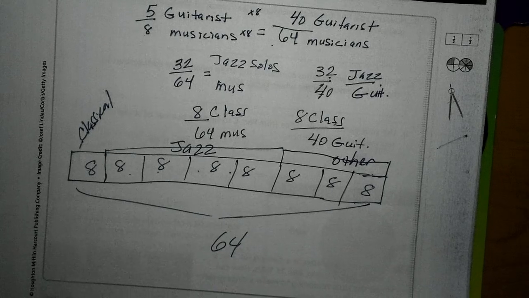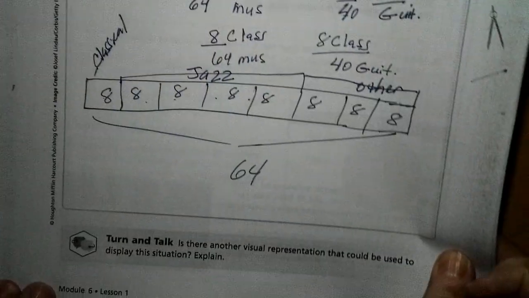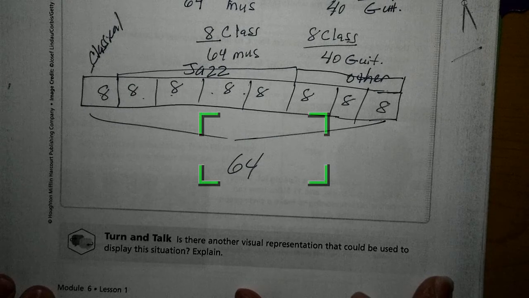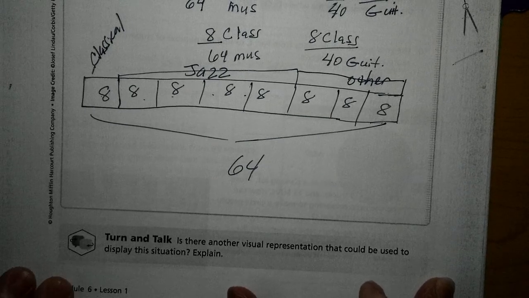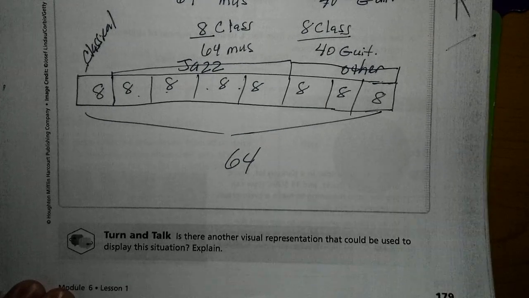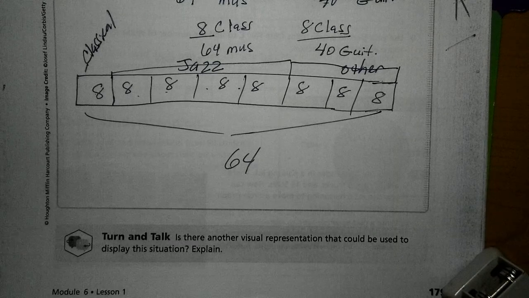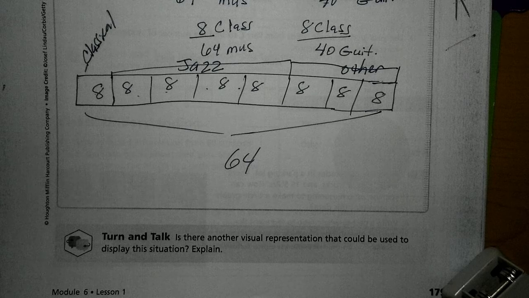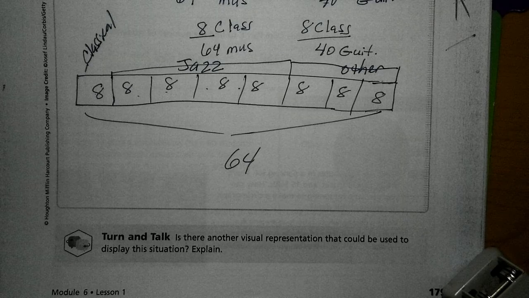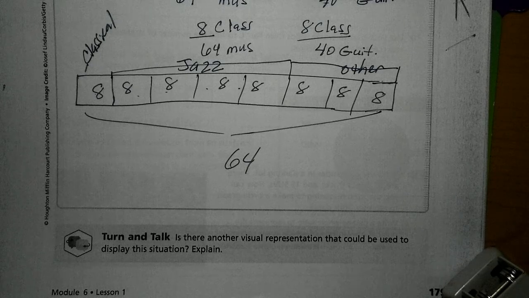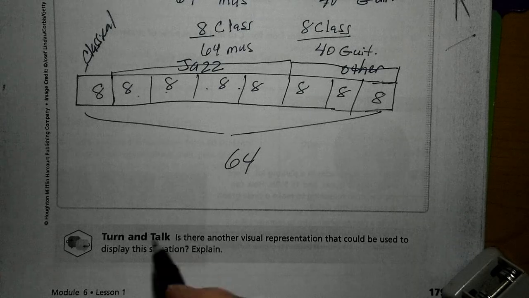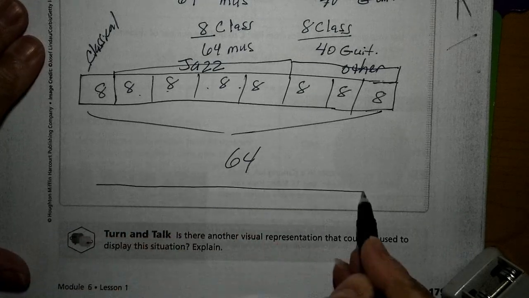Now, the other way, which the turn and talk says, is there another visual representation? So besides tape diagrams, what have we used so far with ratios? What other visual thing have we used? A number line. Okay, a double number line, right? So I could use a double number line.